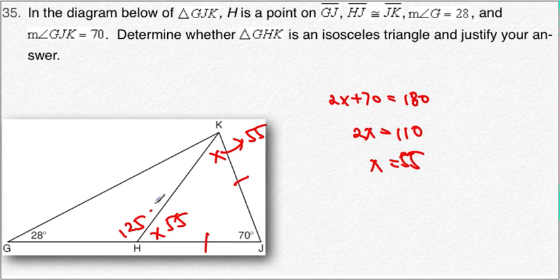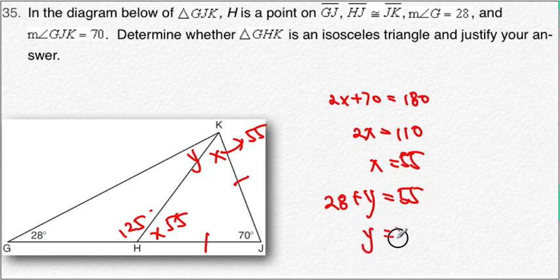Now, with 125 degrees, what if I call this one y? Since 55 is the exterior angle, 28 plus y must be equal to 55. By subtracting 28 from both sides, you will realize that y must be equal to 27. So since this is 27 while the other one is 28, is this an isosceles triangle? The answer is no.